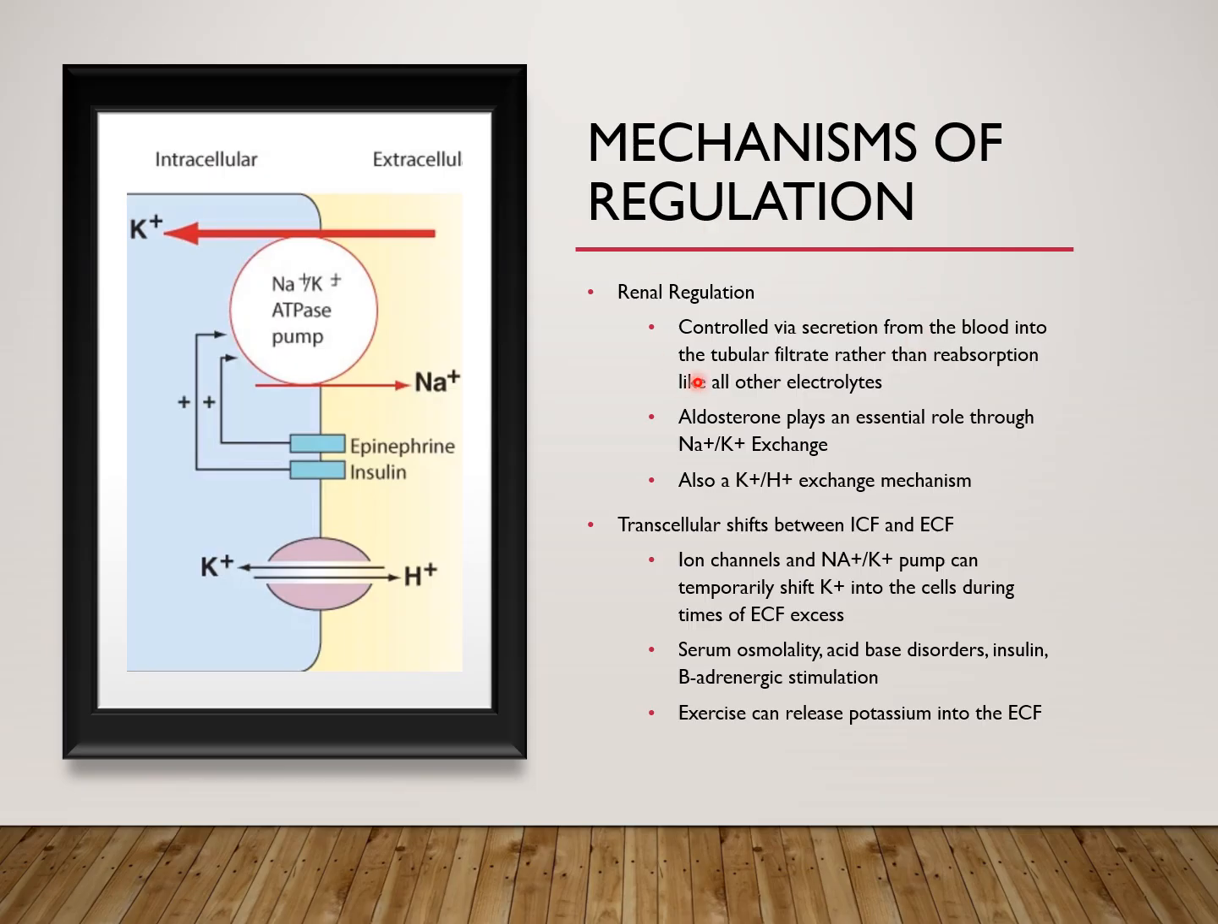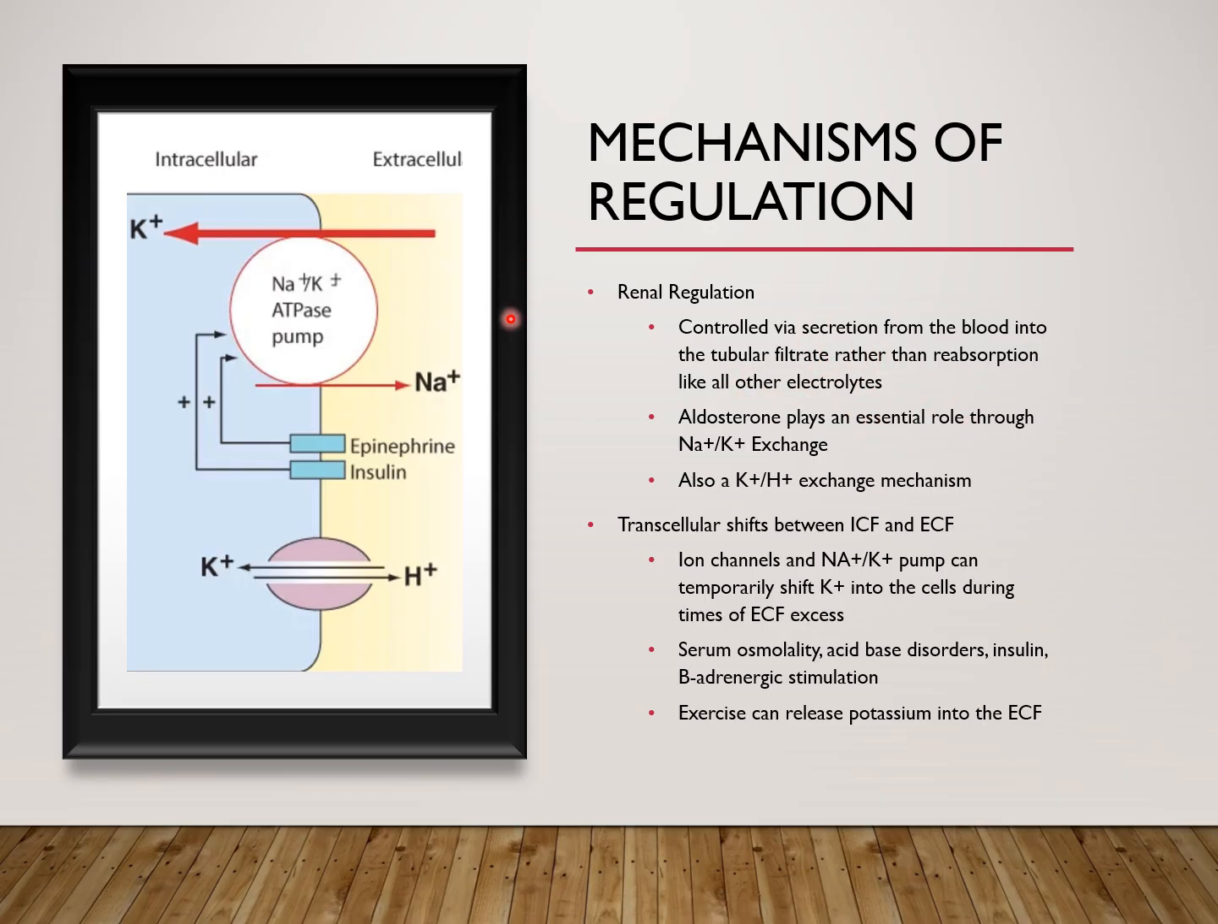So this is really controlled via secretion from the blood into the tubular filtrate, out directly into the kidneys. For most electrolytes, when we talk about renal regulation, they're controlled by this kind of reabsorption, where things like electrolytes get filtered out initially and then reabsorbed at other portions in the kidney. It's a little different for potassium. These go directly into the filtrate and out rather than being reabsorbed.